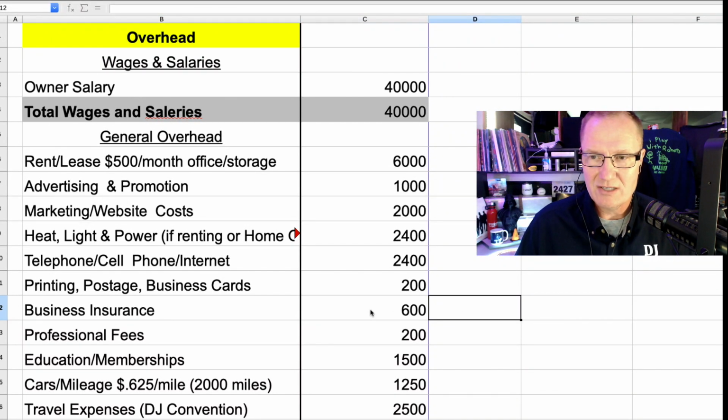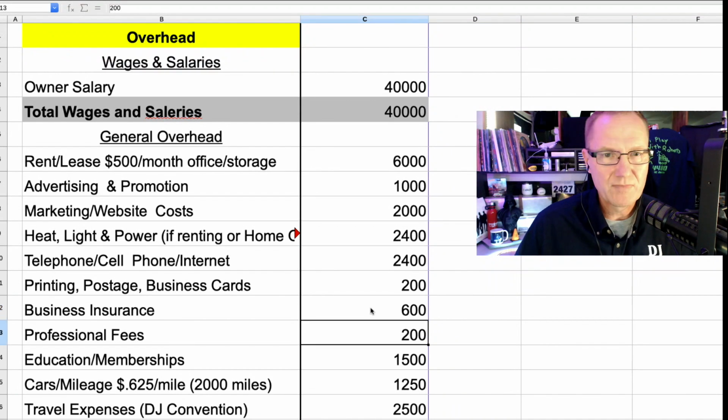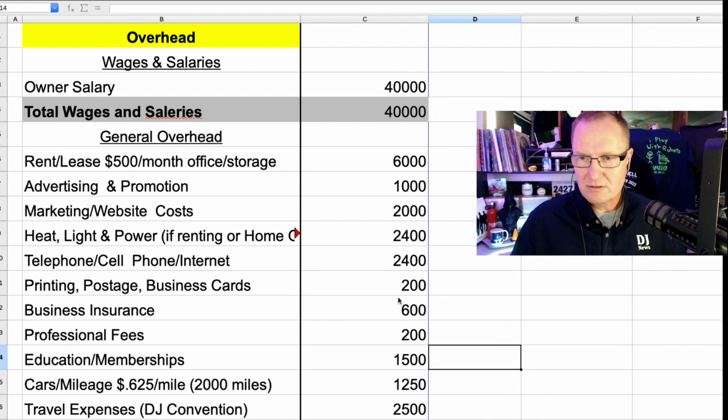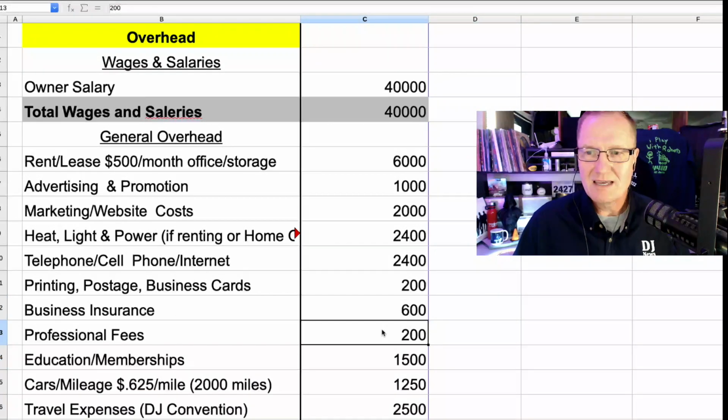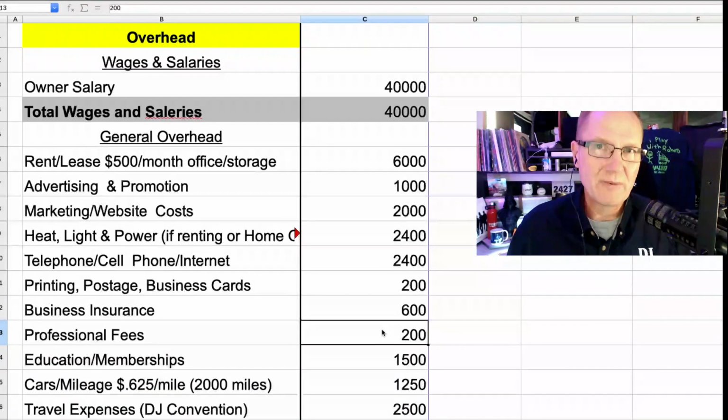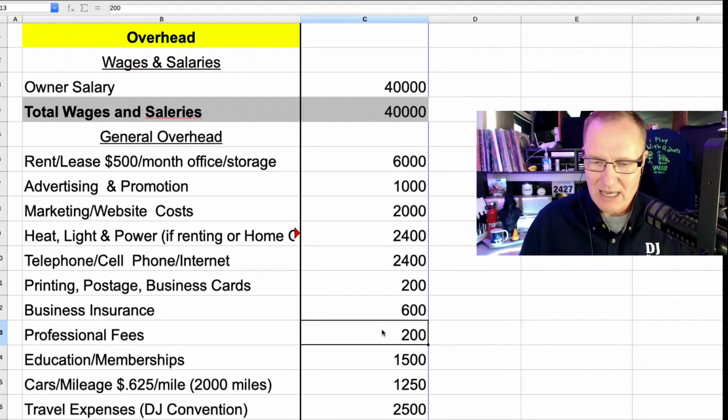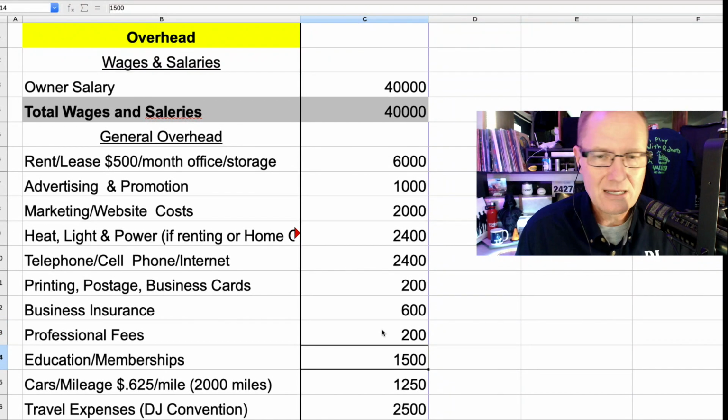I'm just going to see if I can scroll down here. Let's see where we're at. We're at our professional fees. This is way low, no matter what. If you have to talk to an attorney to get a contract reviewed, you're going to be paying more than that. If you're going to have an accountant do your books, it's probably going to be more than that. This is kind of a starting point. If you've got very simple taxes, your accountant may only charge you $200. Most likely, you're going to be way higher than that.